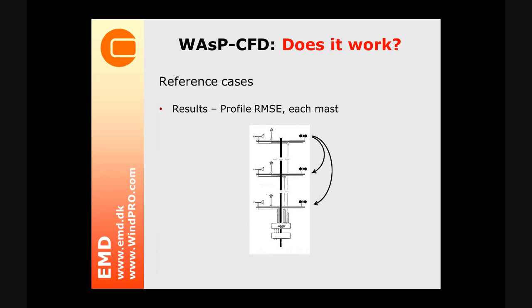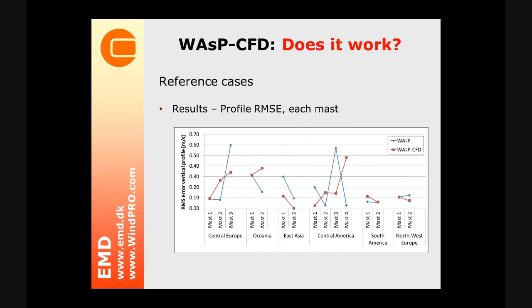So let's look at these reference cases in another way. Let's take the top-level anemometer for each mast and see how well we can predict the lower levels. So those results are shown here. The y-axis shows you the RMS error for the profile fit, and on the x-axis we have each mast. And so again, WASP is the blue curve and WASP-CFD is the red curve. In this case, the picture is more scattered, and you would say on average the performance for the profile fit is comparable for WASP and WASP-CFD.